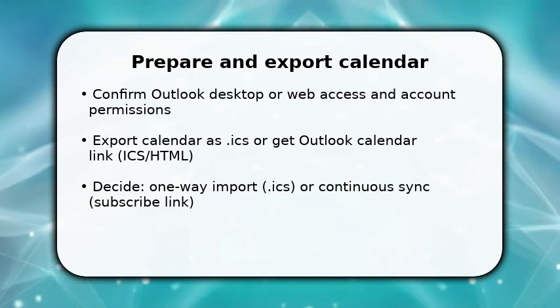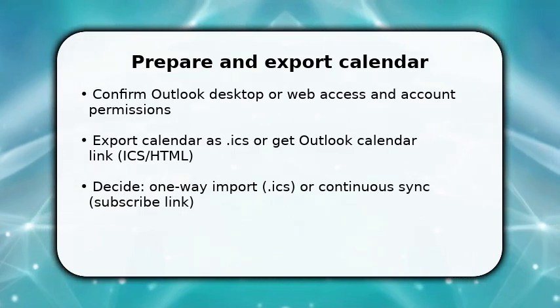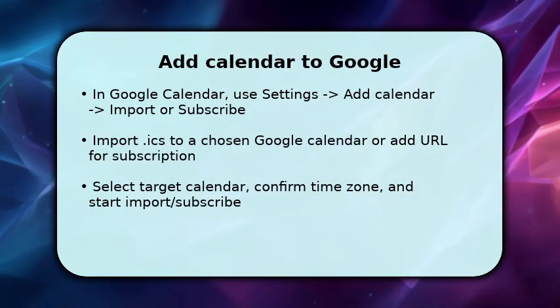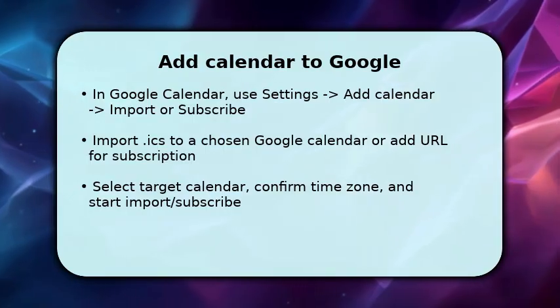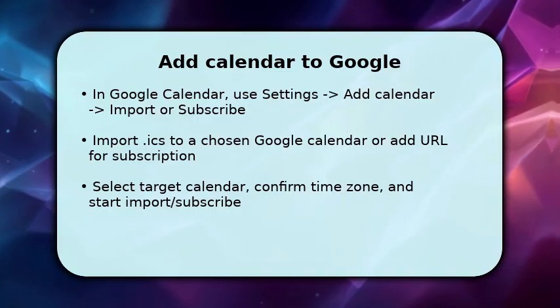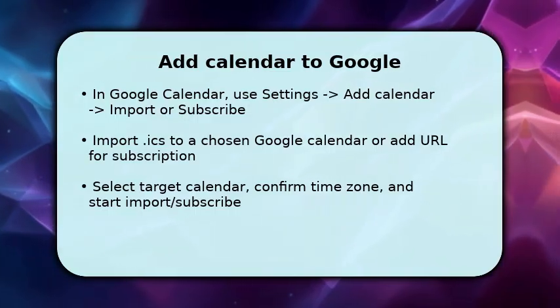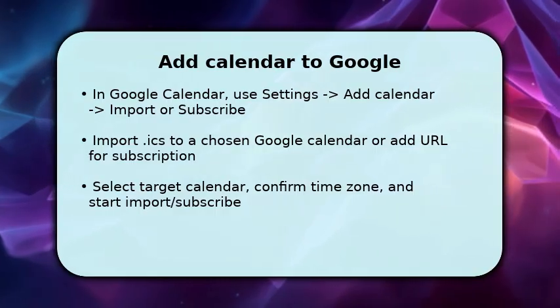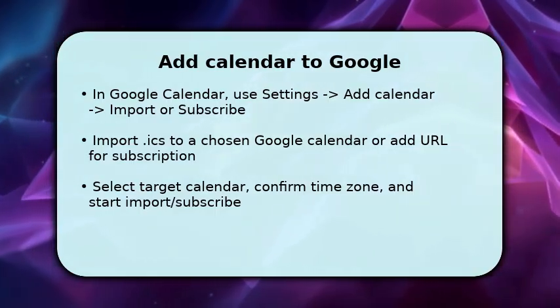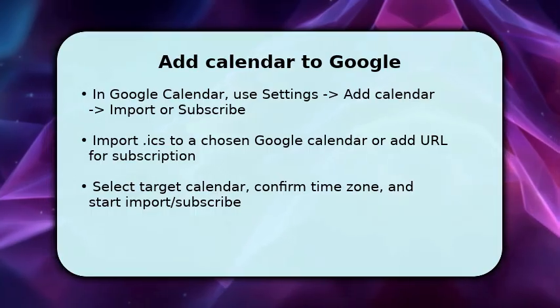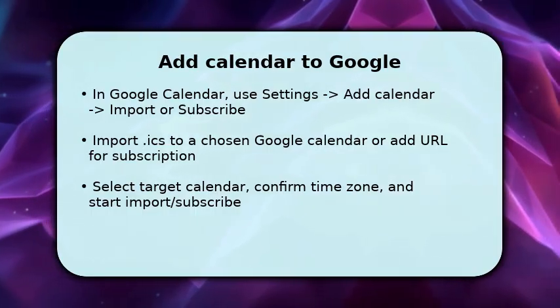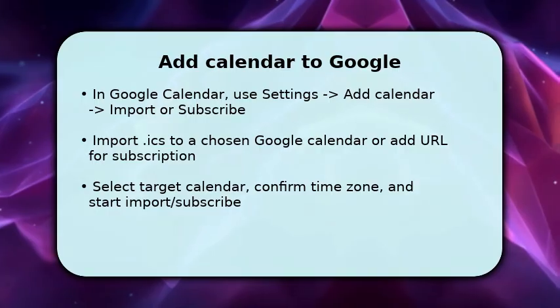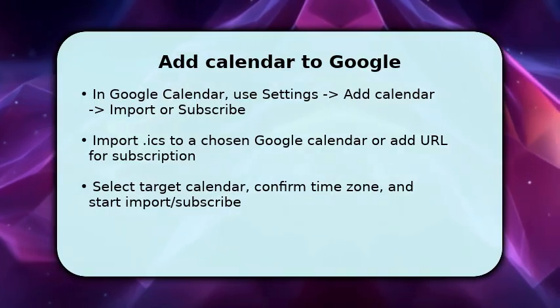Open Google Calendar and go directly to Settings, then Add Calendar. If you exported an ICS file, pick Import and select the file and target calendar. Confirm the time zone matches Outlook to prevent shifted events. If you copied an ICS subscription link, choose Add by URL and paste it to subscribe. This keeps future Outlook changes visible. Once done, allow a few minutes for Google to process imports or to fetch the first sync.